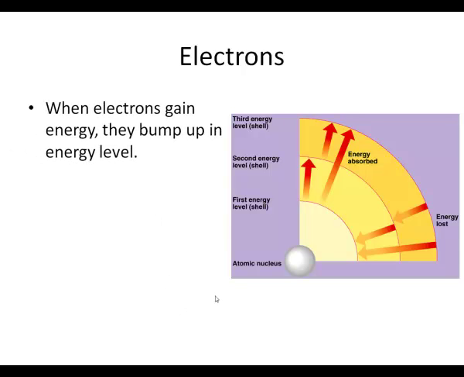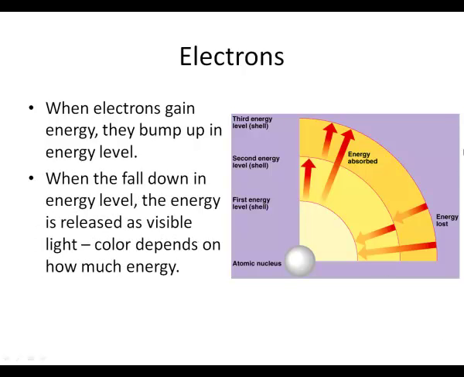So whenever electrons gain energy, they bump up in energy level. If they're given just the right amount of energy to only jump up one level, that's all they're going to jump up. If they're given enough energy to jump up 1.5 energy levels, they're still only going to go up one energy level because the energy is quantized. Whenever they relax and they fall back down in energy level, the energy is going to be released as visible light, and the color depends on how much energy was released.